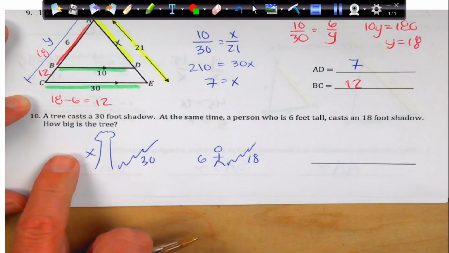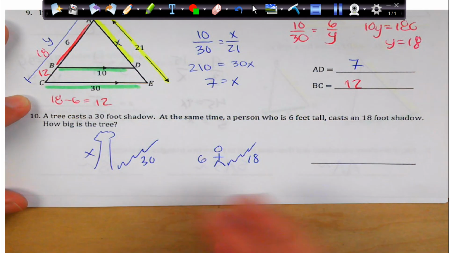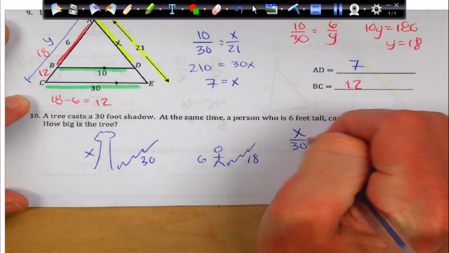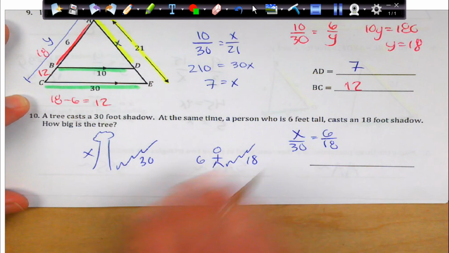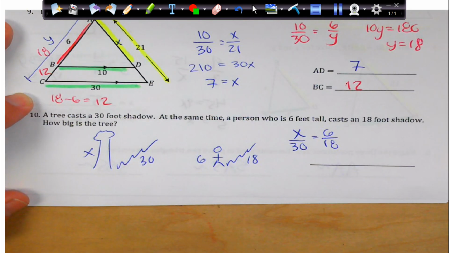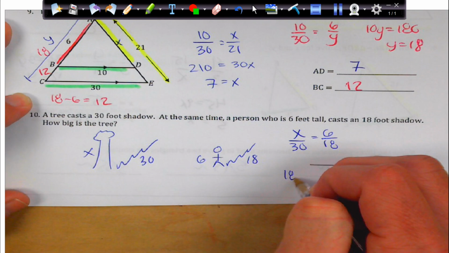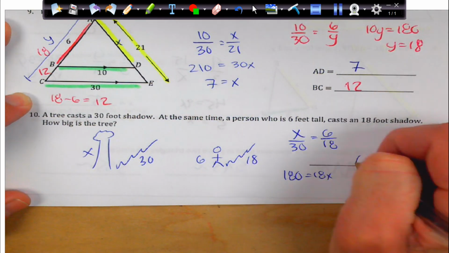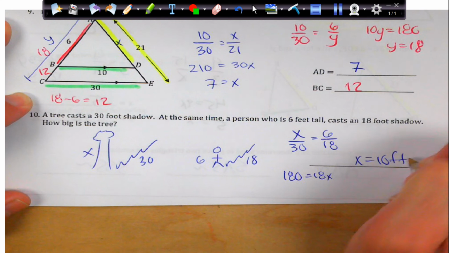So this is a proportion. What I like about this picture is that it kind of looks like it's already set up. x to 30 equals 6 to 18. Okay, we cross multiply that. 6 times 30 is 180 equals 18x. x equals 10 feet, or the height of the tree is 10.